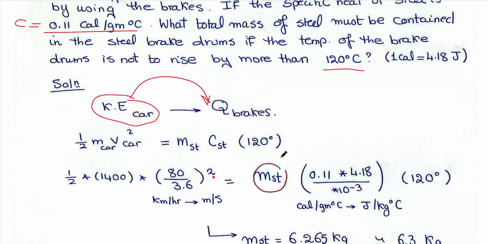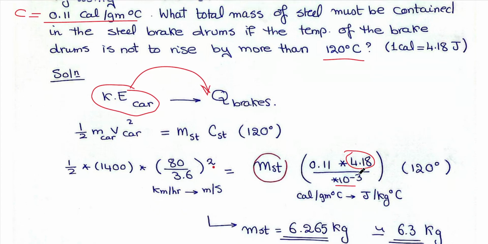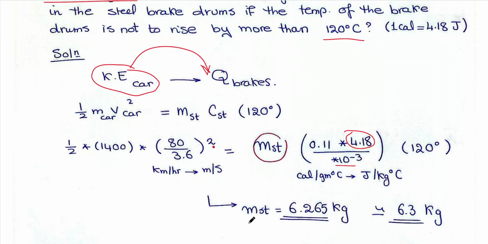This is the unknown. C steel is given in calories per gram degree. I cannot use the calorie because the kinetic energy is calculated in joules, so the heat energy on the other side must also be calculated in joules. So for m steel and then C, you will convert from calories to joules by multiplying by 4.18, and from per gram to per kilogram. After substituting, you will find that the mass of the steel will be 6.3 kilograms.